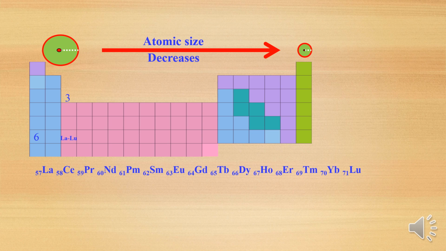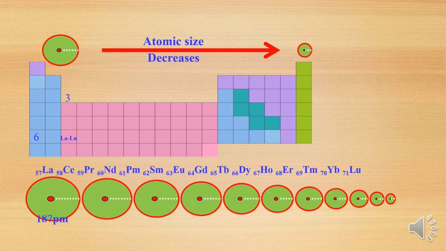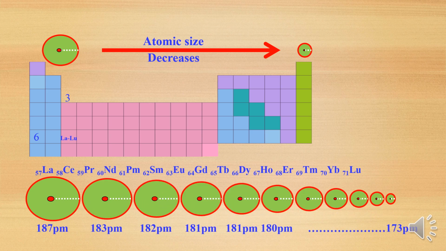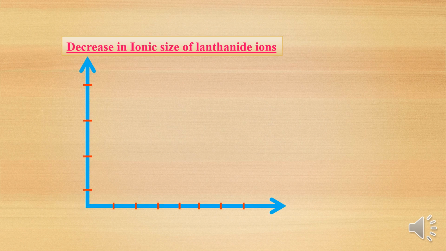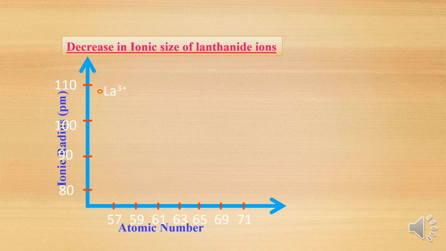Lanthanides' atomic size across the period goes on decreasing. You can see 187 picometer to 173 picometer, it goes on decreasing. Even the ionic size is also decreasing. The common oxidation state is plus 3, so we can consider plus 3 ions and see the ionic size. The ionic size also goes on decreasing across the period.